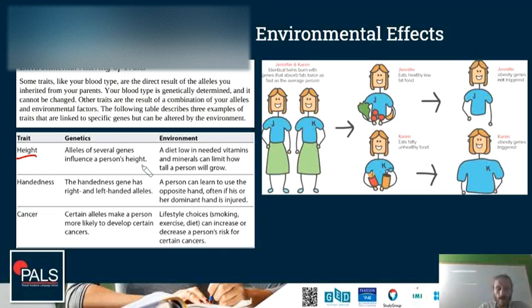However, it depends as well on the diet. A diet low in needed vitamins and minerals can limit how tall a person will grow. So it depends on your genetic makeup and on your diet how tall you will grow.